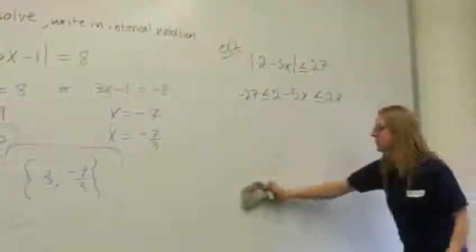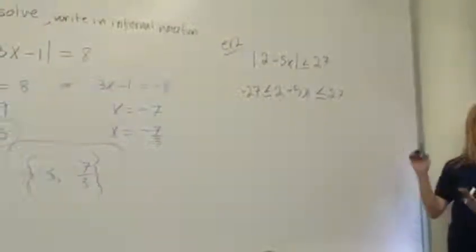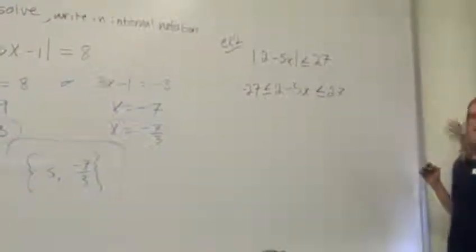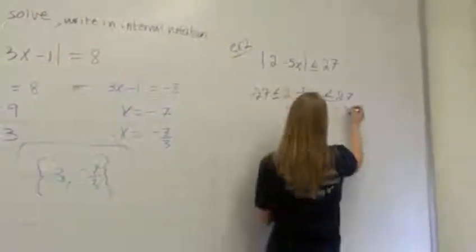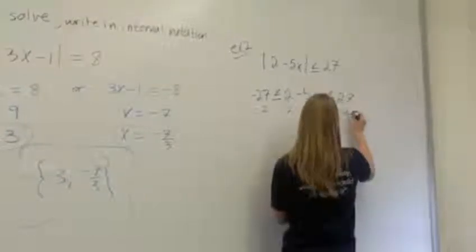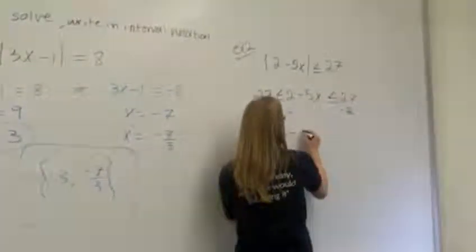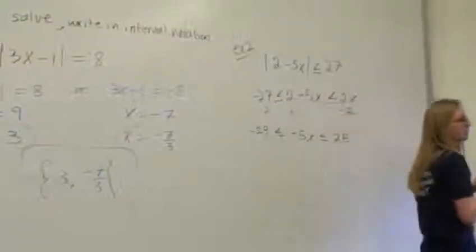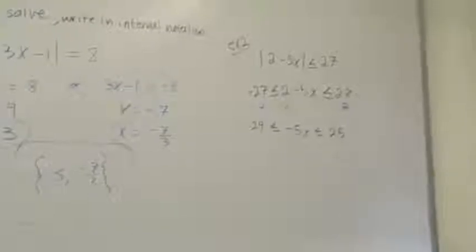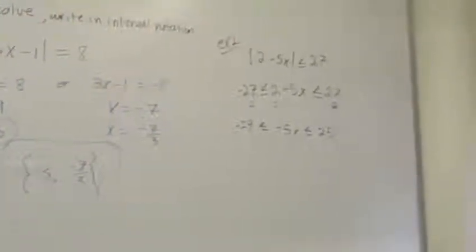Okay, so then what I do here is now I just solve. Do you guys see how I had positive on one side, negative on the other? There was positive A on one side and negative A on the other. So now I'm going to subtract 2 from all 3 sides. And that's going to give me negative 29 less than or equal to negative 5x, less than or equal to 25. With this example, that's when you have to get the x by itself, right? Yes. Divide by 5.